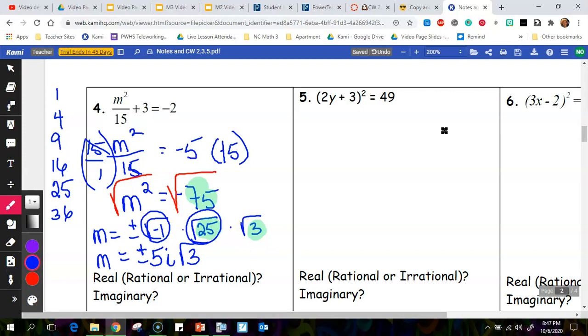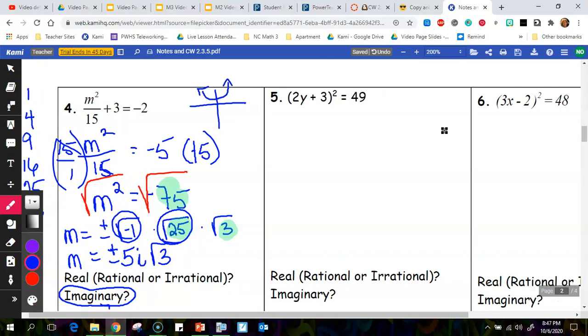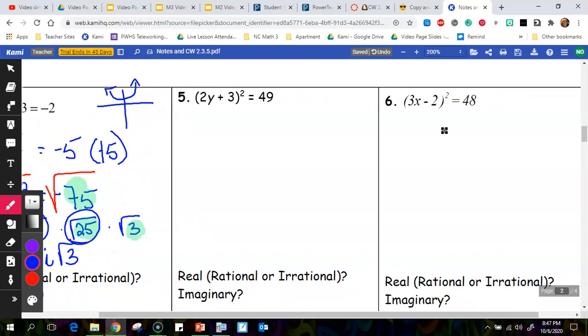So these are not imaginary. Oh, yes, it is imaginary. I'm sorry. So these are imaginary roots. So this would be one of those things where it would be above the x-axis like that, where you couldn't actually see where it crosses the x-axis. All right, let's see. We'll do number 5 together, and then I might leave number 6 for you.